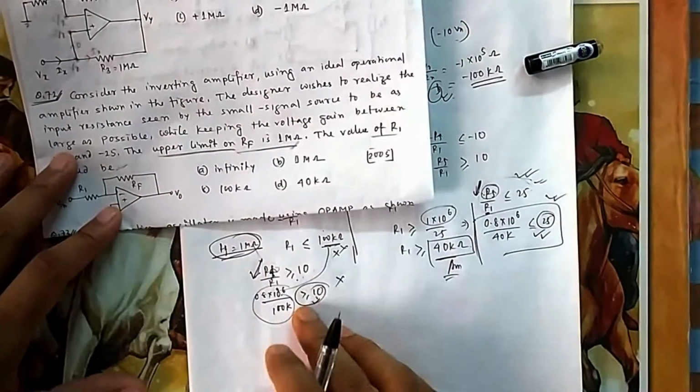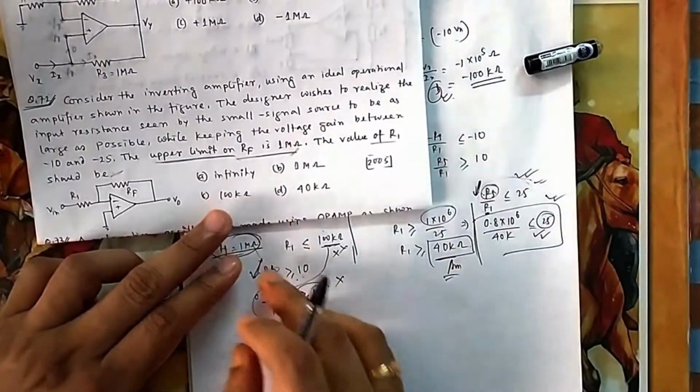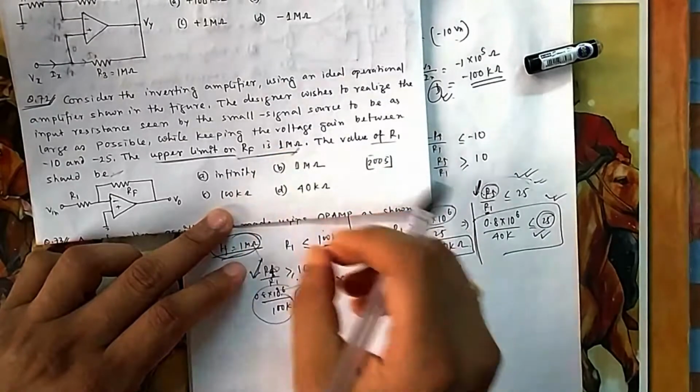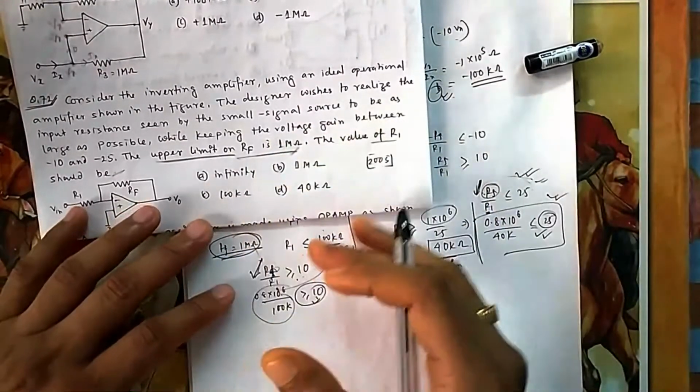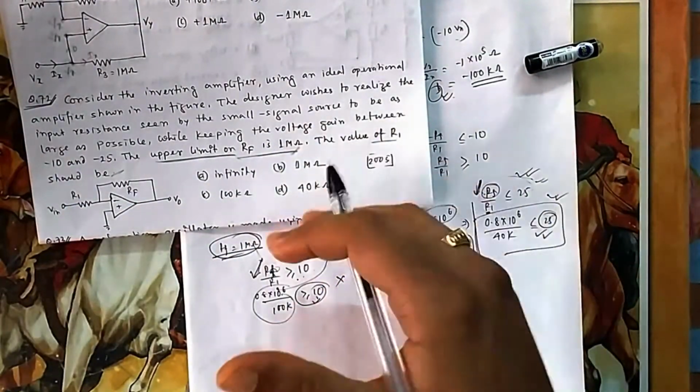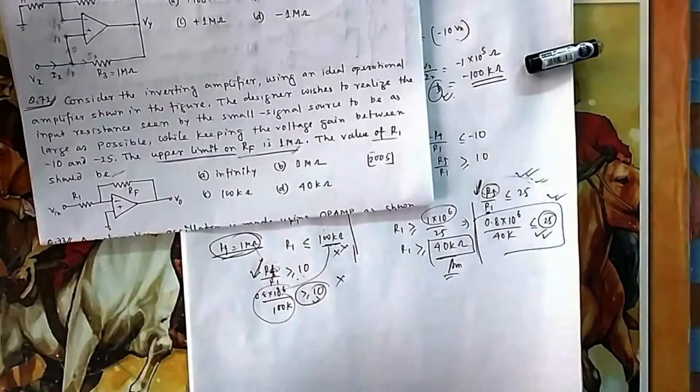The largest, so you don't give the largest. You check once again, you put the value and check, because it is 1 mega, so you can slightly vary it. You vary it in lower direction, 0.8, 0.5, 0.6, you vary it, and then see which one is satisfied.